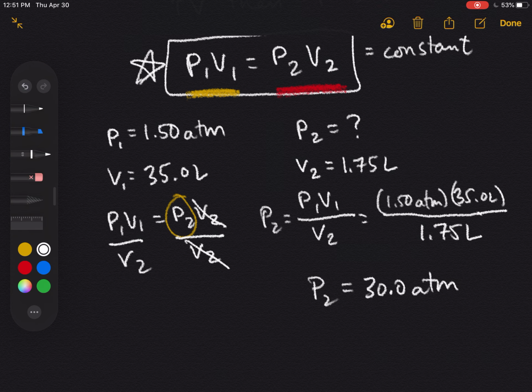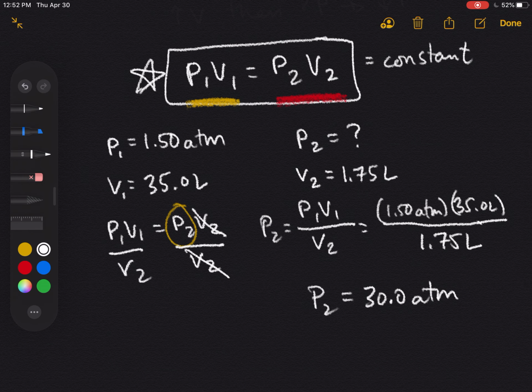We need to ask ourselves, does this make sense? Before we finalize it, let's see. I started out with 35 liters. I decreased the volume to 1.75 liters. So if I'm decreasing the volume, that means the pressure should be going up. And is that what I see? It goes from 1.5 to 30. So yeah, I feel good about this answer. And that's it. That's how you use Boyle's law to calculate, to predict a pressure or volume after a change.